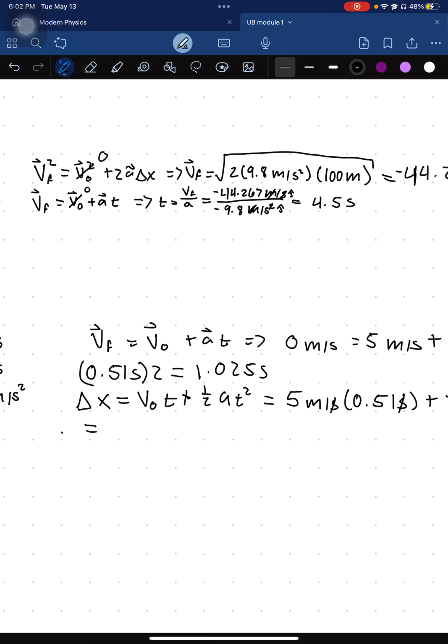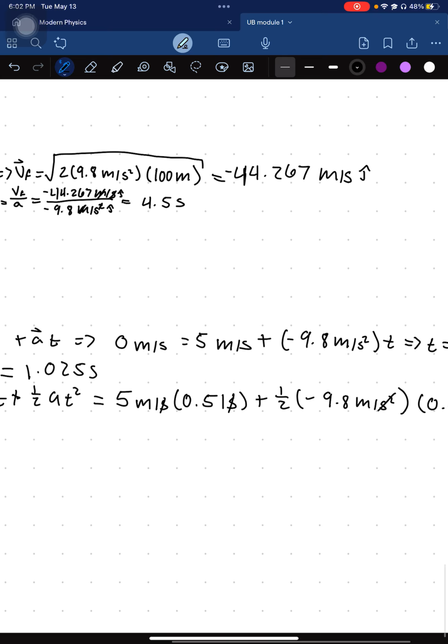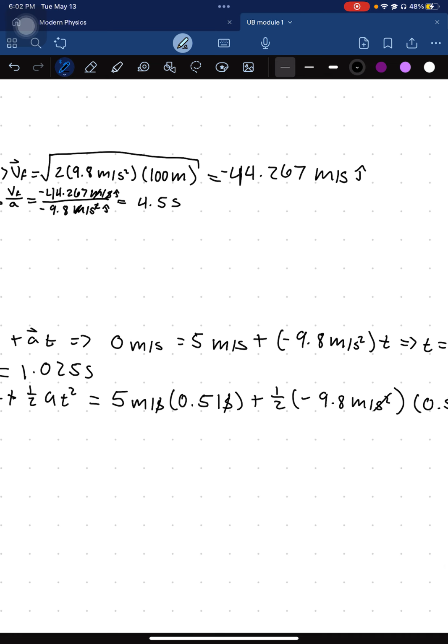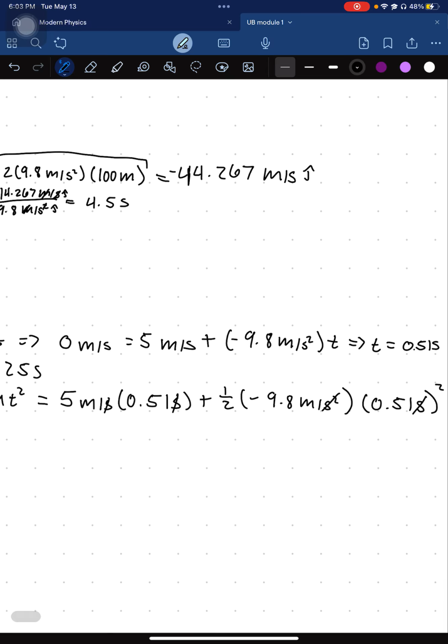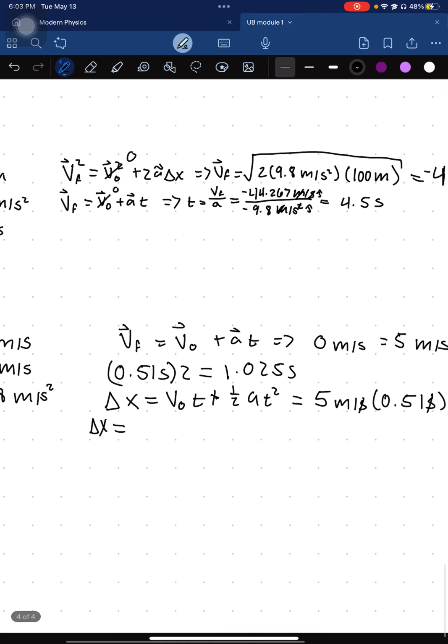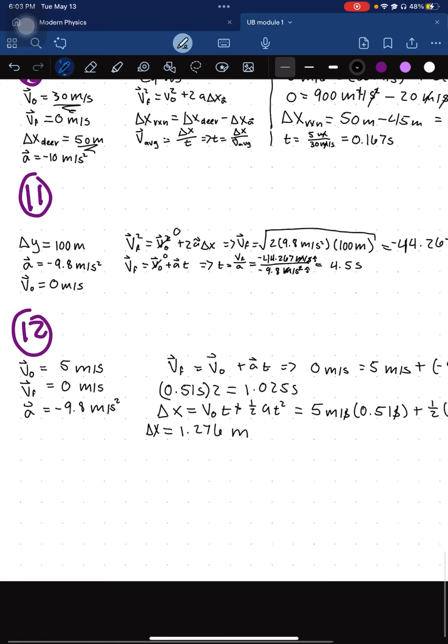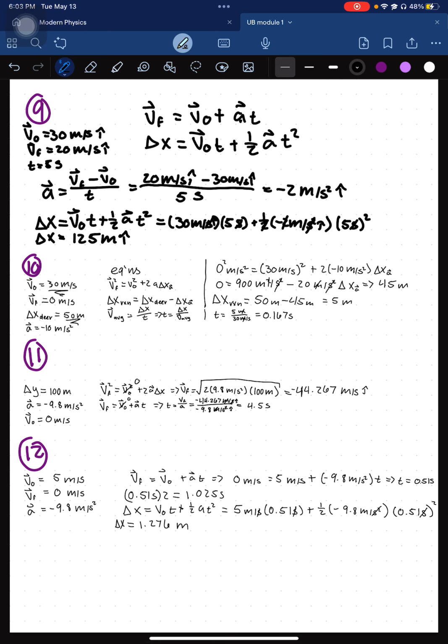And this is going to say that delta x is equal to, and I actually don't have this one written down. Plus 0.5 times negative 9.8 times 0.51 squared is, oh, I totally do have this one written down, I'm sorry, 1.276. I don't know why I thought I didn't have it. That's my bad. But yeah, that is how high our ball gets.